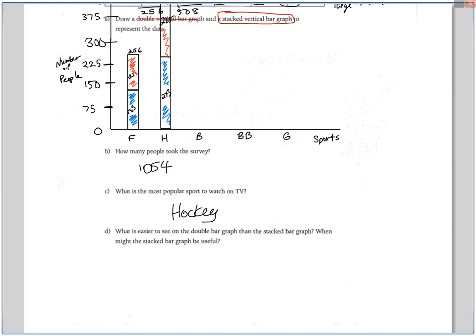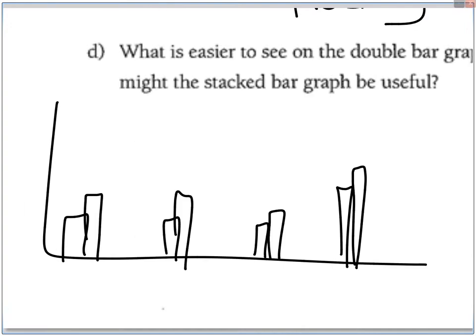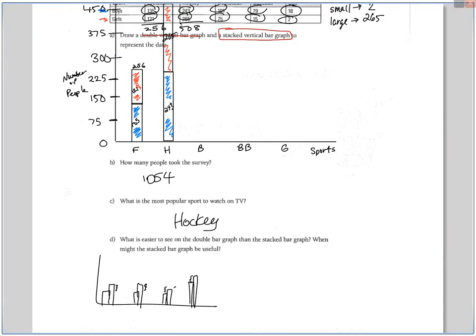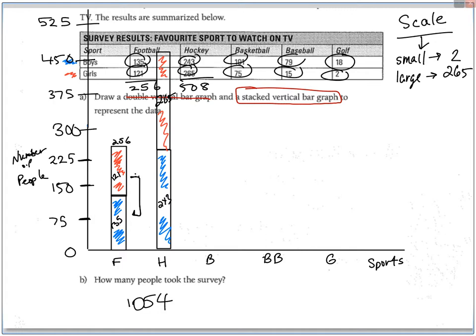Abdi Kareem. Okay, what is easier to see on the double bar graph than the stacked bar graph? When might the stacked bar graph be useful? So we don't have a double bar graph right next to it, but the double bar graph, you know, it would look like this. It would have all these bars. What would be easier to tell? To me, the difference would be easier to tell. See the difference between the bars? That would be way easier for me to tell. Like when I look at this, this bar and this bar looked identical to me. So I think the double bar graph is better. To me, the stacked bar graph is confusing.